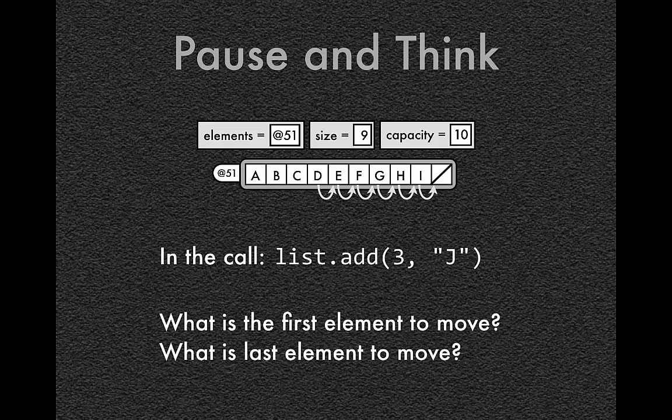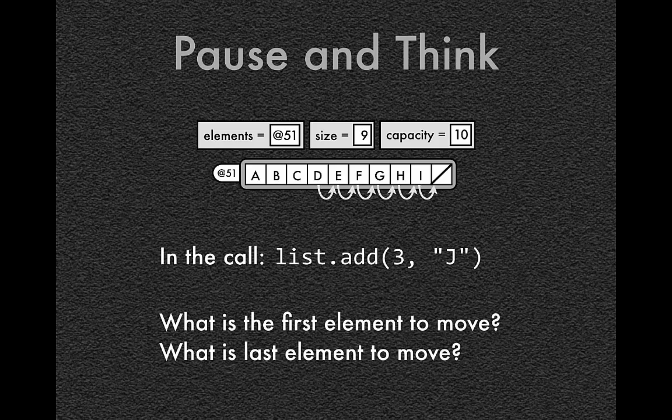Ready? What's the first element to move? J, D, or I? Okay, suppose it was J. J has to go into position 3, where D is now. What happens if we just copy it there? If we copy J into position 3, we overwrite D, and D is gone for good. So that's obviously not what we want. So the answer cannot be J.